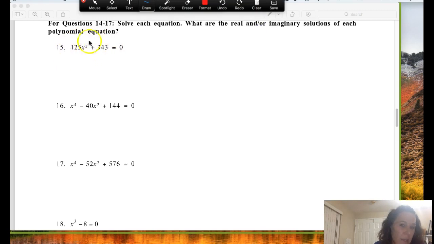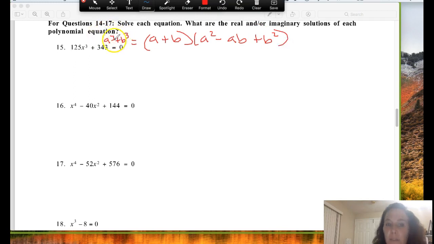This would be a sum or a difference of perfect cubes, okay? So when you're doing a sum or a difference, because I have a sum of perfect cubes, I'm going to write the sum of perfect cubes right here. I'm going to write a cubed plus b cubed. Okay, that would be the sum of perfect cubes. That's going to equal a plus b times a squared minus ab plus b squared. Okay, if I have the difference of perfect cubes, you make this a minus and you make that a plus.